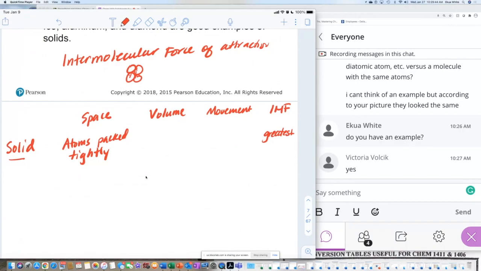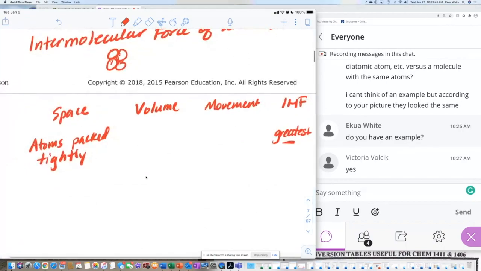Okay? If this is greatest, it affects movement, right? If one atom of a solid wants to move around, it's very difficult. So the best they can do as solids is vibrate in space. They stay in space because they're kind of bound to other atoms, right? Solid, and they just vibrate as though they're cold, shivering.